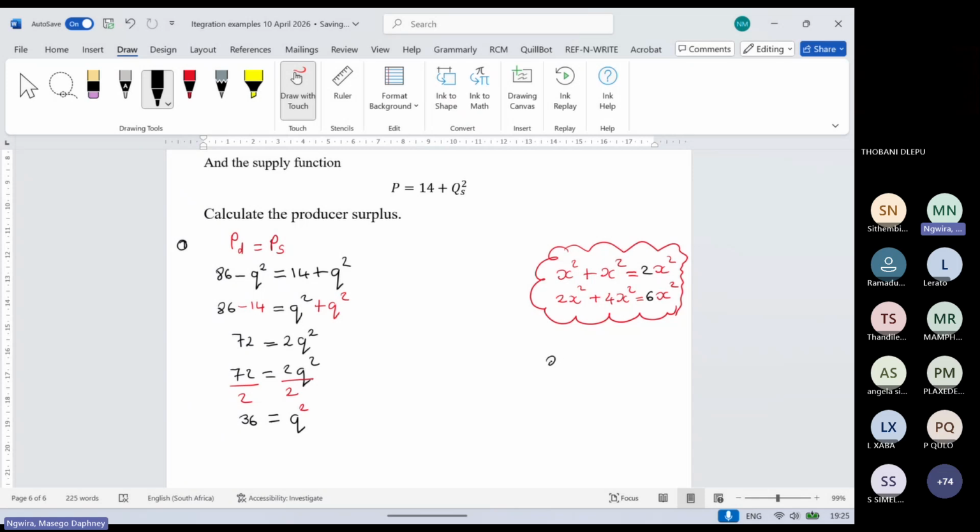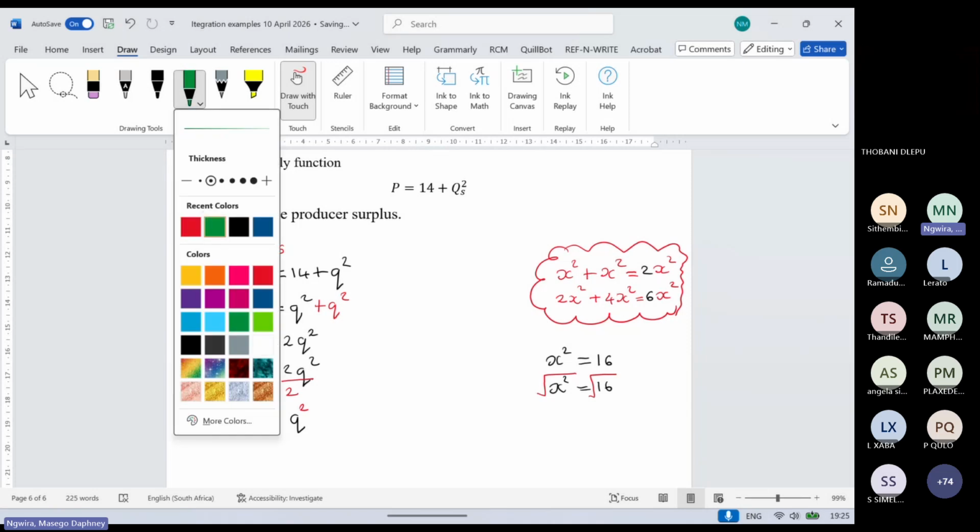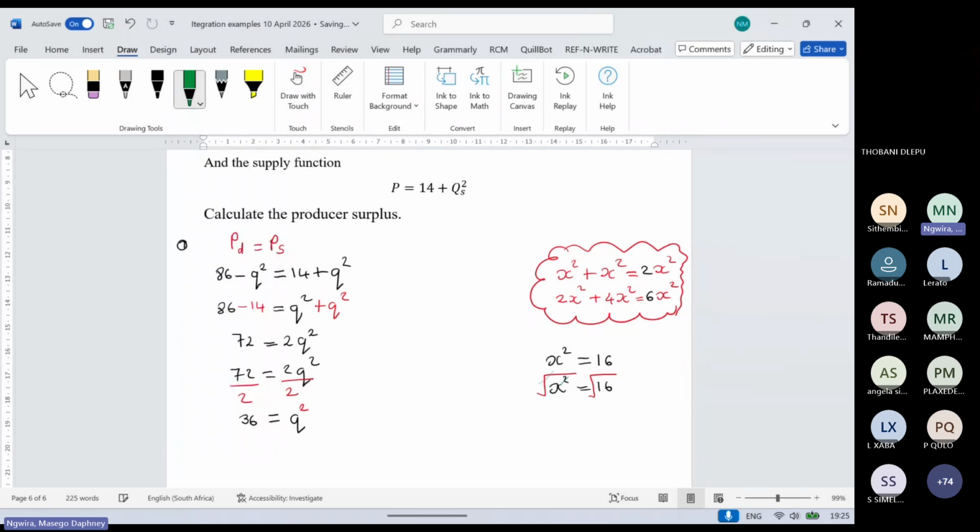If I have x squared equals 4, and I want to solve for x, let me make it 16 so that it's easy. And I want to solve for x. My answer for x is going to be, I am going to take the square root both sides. So I'm going to have x squared equals 16. And then to remove a square, you must always take the square root. To remove a square, this square, you must always take the square root. So this will cancel the square.